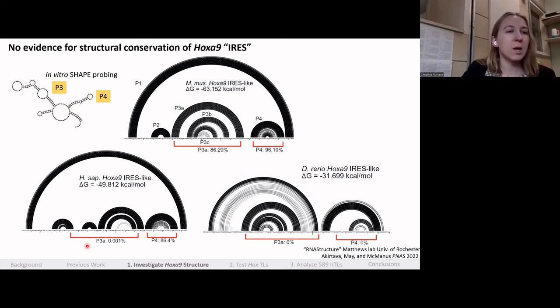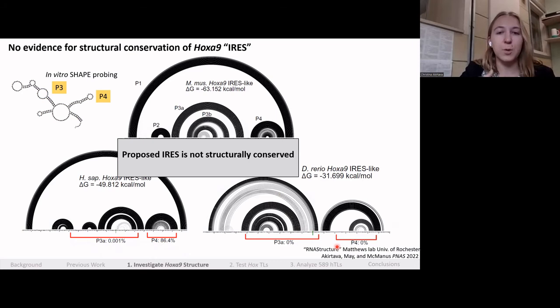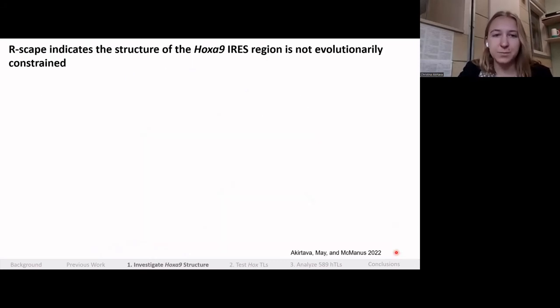region, and we do not see the same formation of the P3 structure and don't see such a high percentage for the P4 loop either. And now looking at the zebrafish on the right, we don't see the P3 or P4 loop happening at all. So this data suggests that the proposed IRES was not actually structurally conserved.